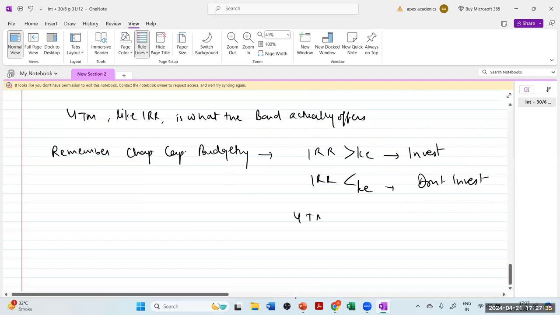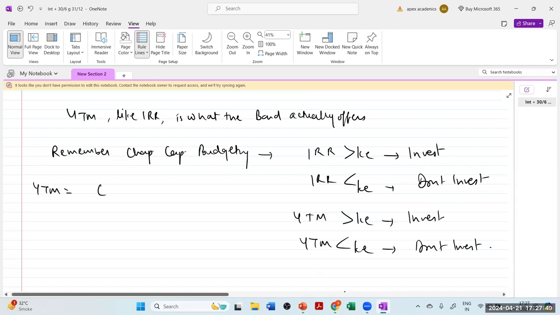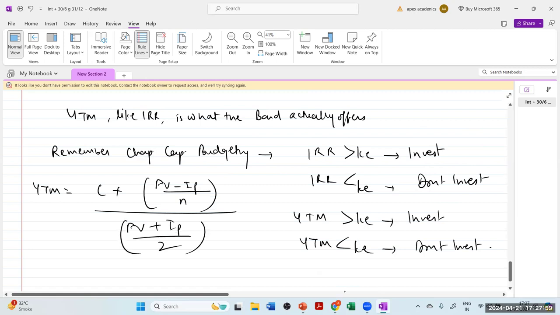Similarly, if YTM is greater than KE, what do you do? Invest. And if YTM is less than KE, what do you do? Don't invest. YTM is equal to coupon plus face value minus issue price upon N, the whole upon face value plus issue price divided by 2. I hope this is clear.